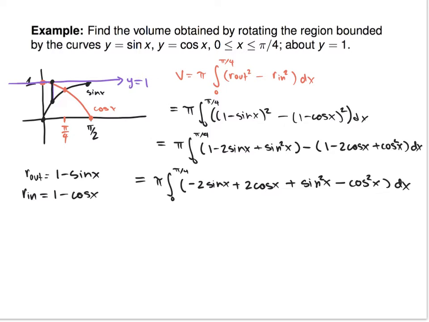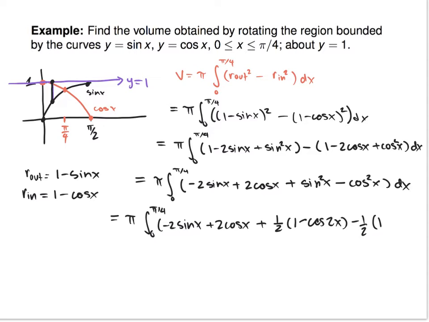So since you have no other option, how would you deal with sine squared and cosine squared? Half angles again. Yep, exactly. So the integral from 0 to pi quarters of minus 2 sine x plus 2 cosine x plus a half times 1 minus cosine 2x, and then minus a half times 1 plus cosine 2x. My dx don't fit. I know I missed a parenthesis there.